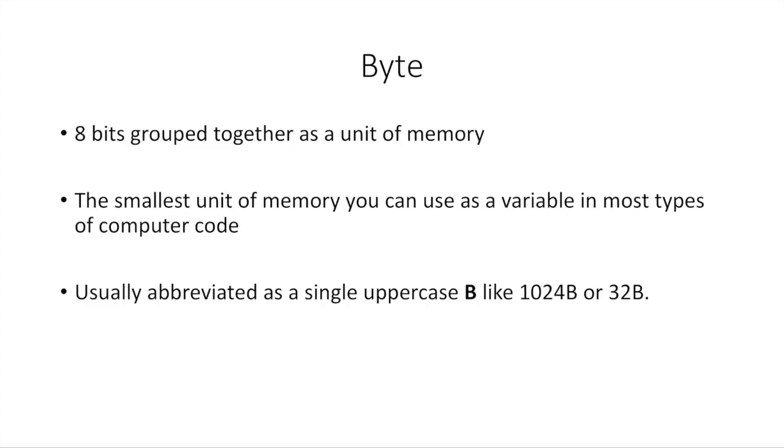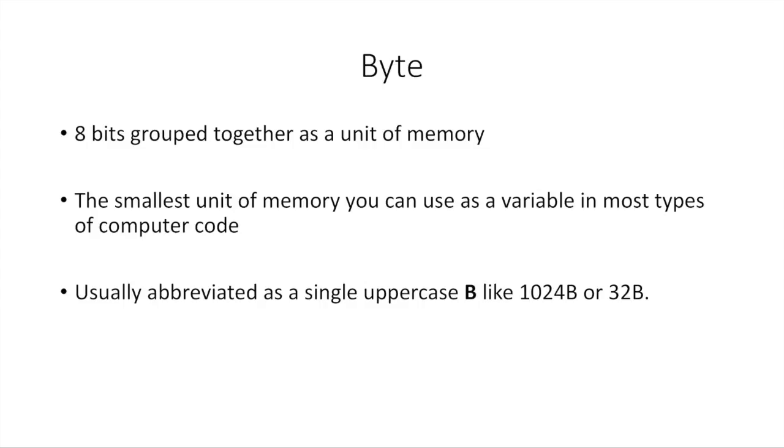There's another word which is very similar to bit, but is not the same word. It's a byte, B-Y-T-E. A byte is 8 bits grouped together as a unit of memory. The smallest unit of memory that you can use as a variable in most types of computer code is a single byte, or 8 bits. Like if you want to represent a Boolean value, and you know that a Boolean value only has 2 possible values, true or false, right? So you're like, well, I just need a single bit. Well, the computer doesn't care that you need a single bit. The lowest amount you can get is 8 bits, a single byte.